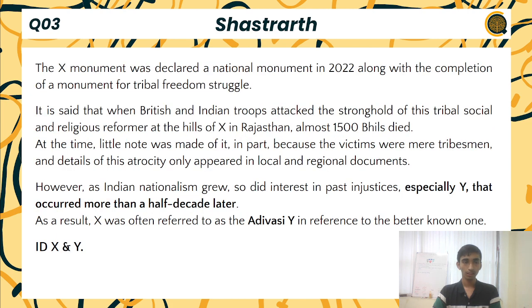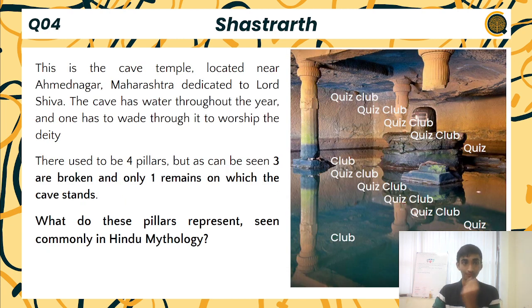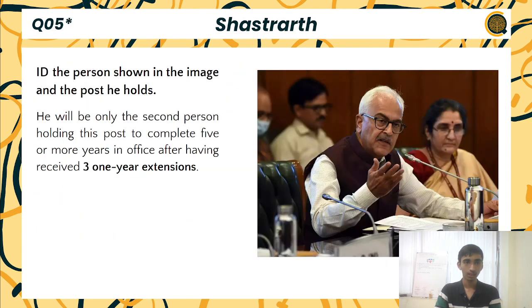Question number three, the monument in tribal freedom struggle, right? And a very famous event that occurred later. X was Christian, the Adivasi dash. So give me X and Y. Question number four, very simple question. What putting funda here? What do the pillars represent? Three are broken, one remains.